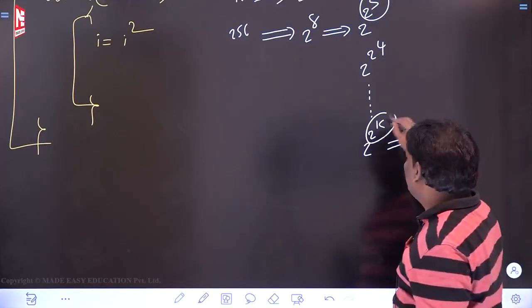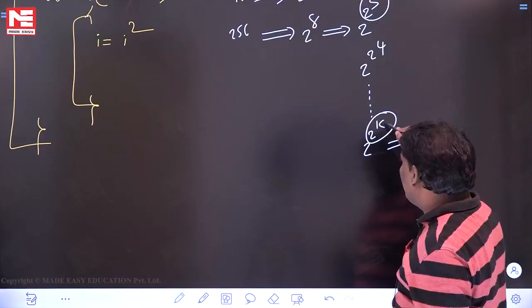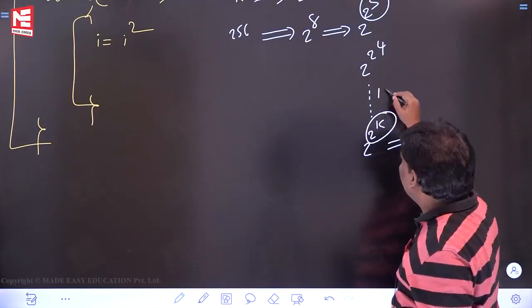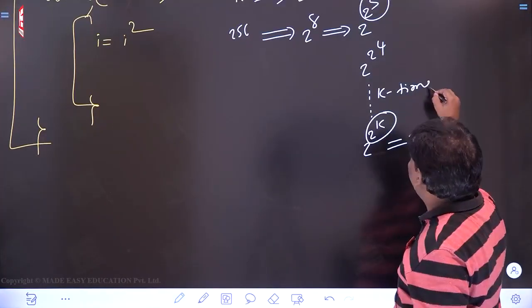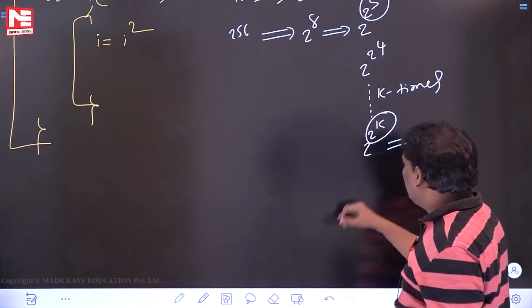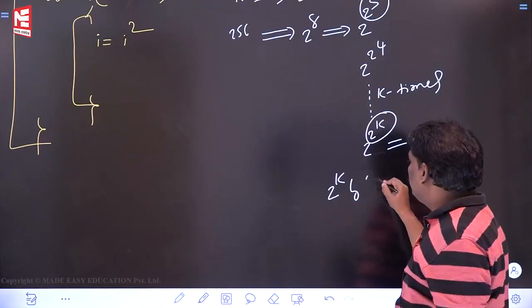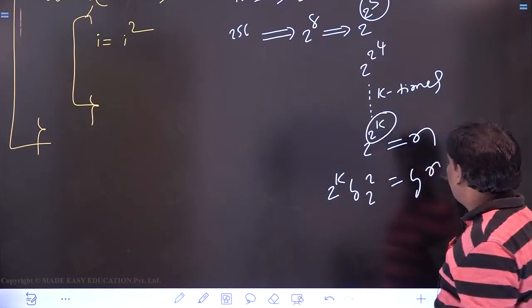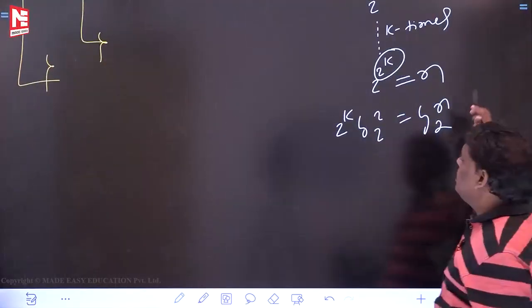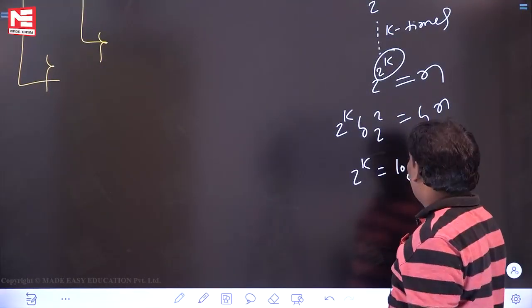You know, 2 powers are there, here 1 power. To bring this k value down, after doing k times, to get the k value, apply log first time, it will fall down. If you apply the log the first time, 2 power k log 2 base 2 is equal to log n base 2. Log 2 base 2 becomes 1. It will become 2 power k is equal to log n base 2.